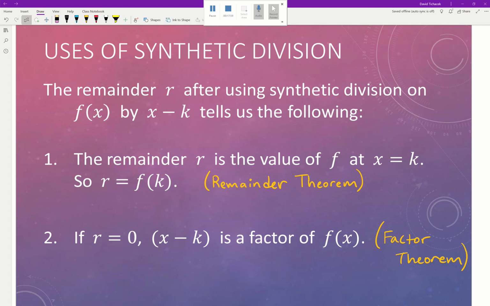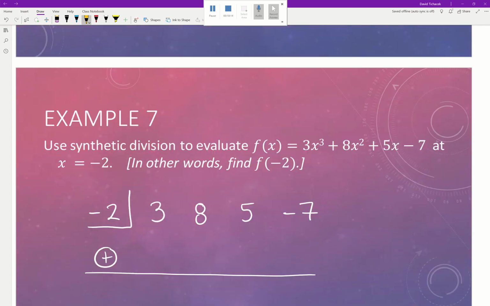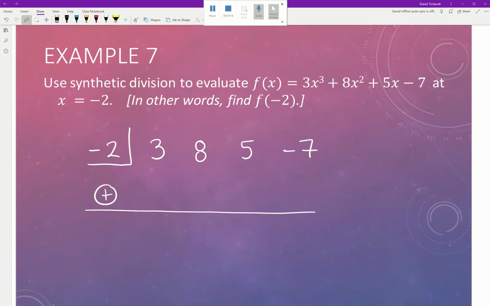And then the second thing is called the factor theorem. It says if your remainder is equal to 0, then that means that your polynomial is divided evenly, and that is going to mean that the factor x minus k is just that. It's going to be a factor of f of x, without a remainder there. So I'd like to go ahead and demonstrate how that process works by taking a look at a couple of examples here.